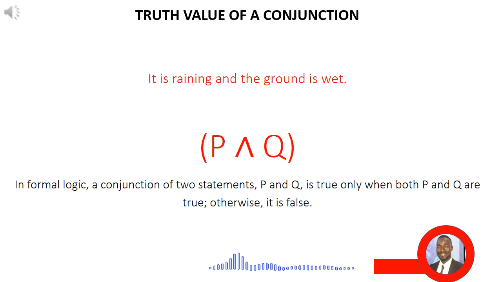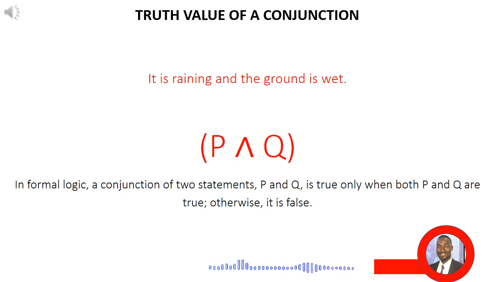Please note that truth value means the truthfulness or falsity of a statement. What is the truth value of a conjunction in formal logic? For us to have a conjunction which is denoted by the word and in a sentence, the truth value will mean that it must be the 2 statements are true together.